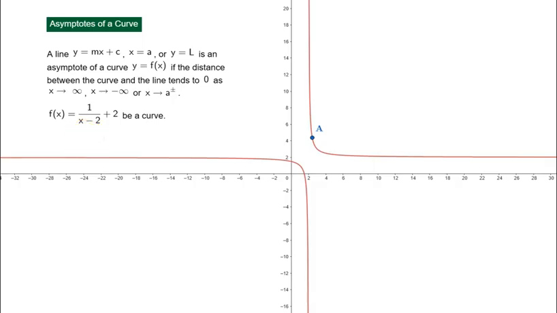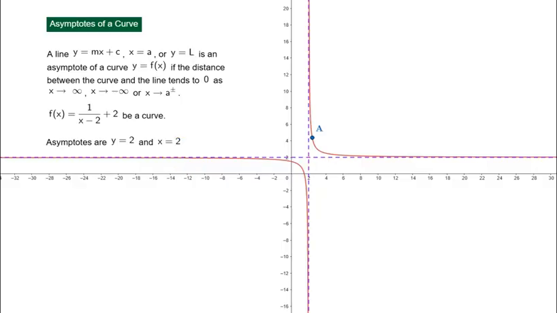So here it is pretty straightforward. We know that the denominator cannot be 0. So x minus 2 cannot be 0. That means x cannot be equal to 2. So that means x equal to 2 is going to be an asymptote, whether we come to 2 from the positive side or the negative side. Similarly, on this side, y equal to 2 is an asymptote of this curve. So the asymptotes are y equal to 2 and x equal to 2.